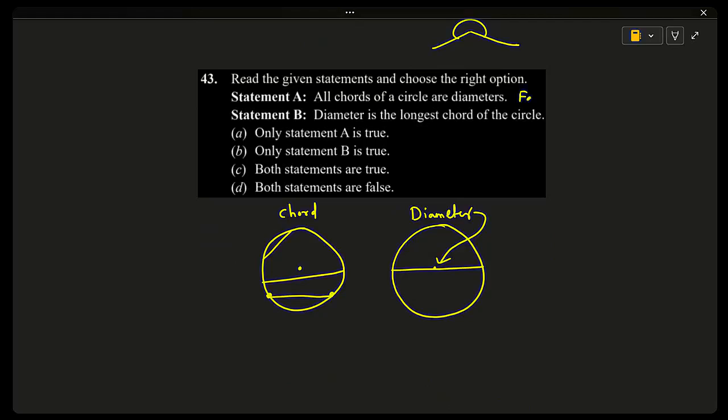Definitely this is false. Why? Because you can see this chord. It is only a chord, but it is not a diameter. But they said all chords are diameters. Wrong. And statement B, diameter is the longest chord of the circle.